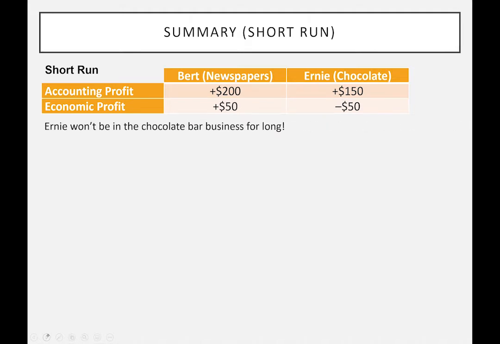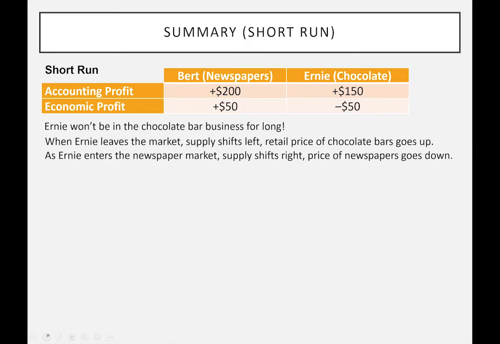Well, it's likely that Ernie is not going to be in the chocolate bar business for long. He's going to look over at the newspaper business at Bert and he's going to say, I can do that. So what's going to happen? Well, when Ernie leaves the chocolate bar market, the supply of chocolate bars is going to shift left, and the retail price of chocolate bars will go up. Then he's going to go into the newspaper business, and the newspaper market's going to... Well, let's take a look at this in terms of graphs.